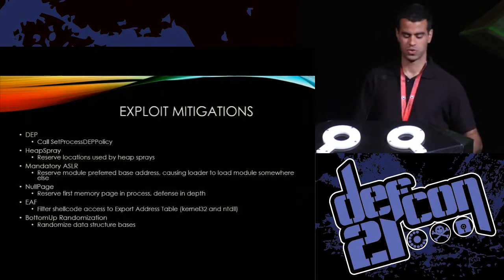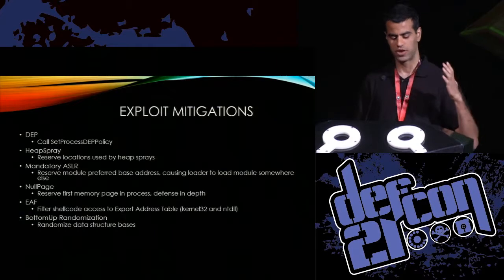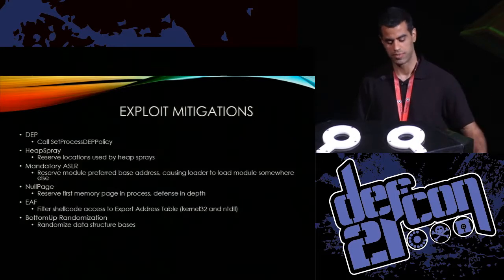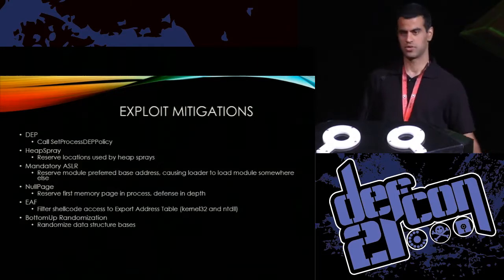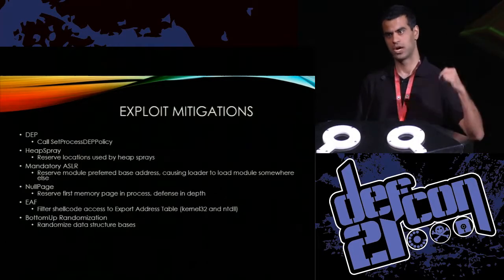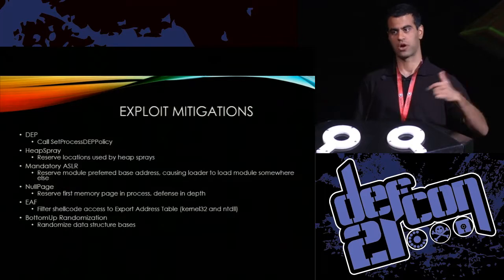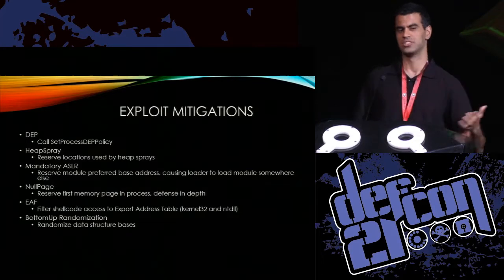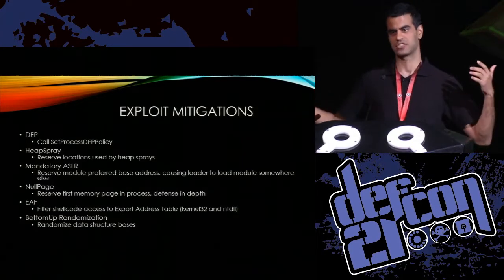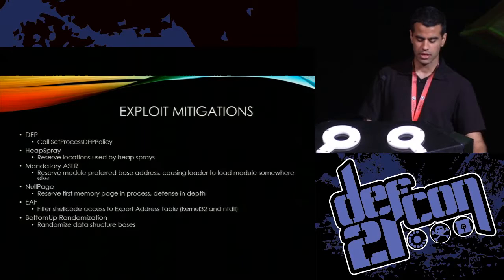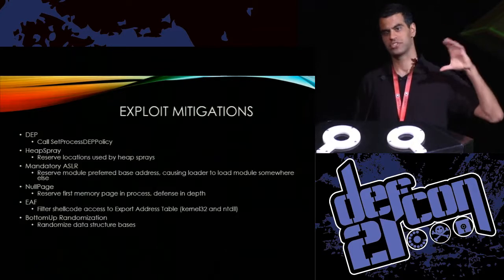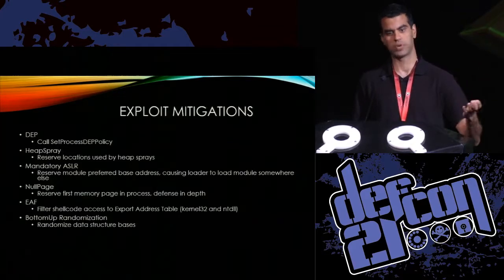We have the heap spray mitigation, which reserves, not commits, virtual addresses that are commonly used by heap sprays, using those APIs. We have mandatory ASLR, which reserves the preferred module loading base address so that the module cannot end up loading there. It has to load somewhere else, which is effectively ASLR, but obviously newer ASLR techniques on newer versions of Windows are safer and have higher entropy. We have the null page mitigation, where we reserve page address 0, so that you can't abuse null pointer dereferences or null pointer bugs.